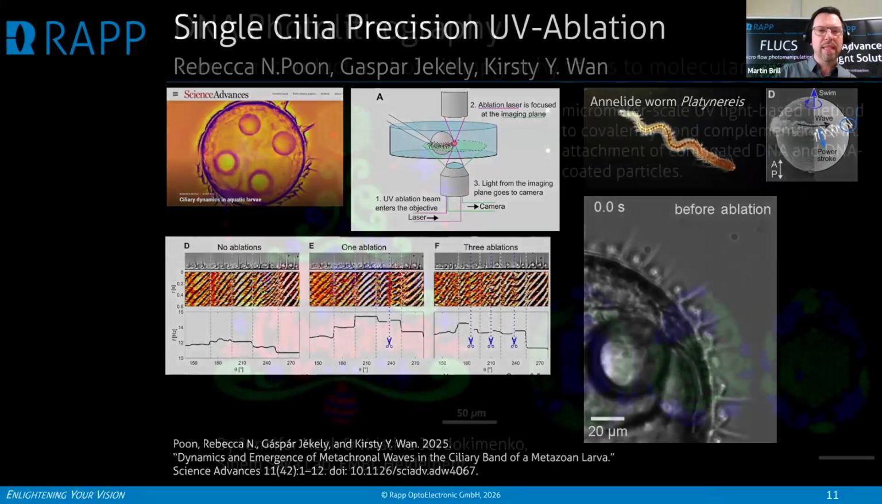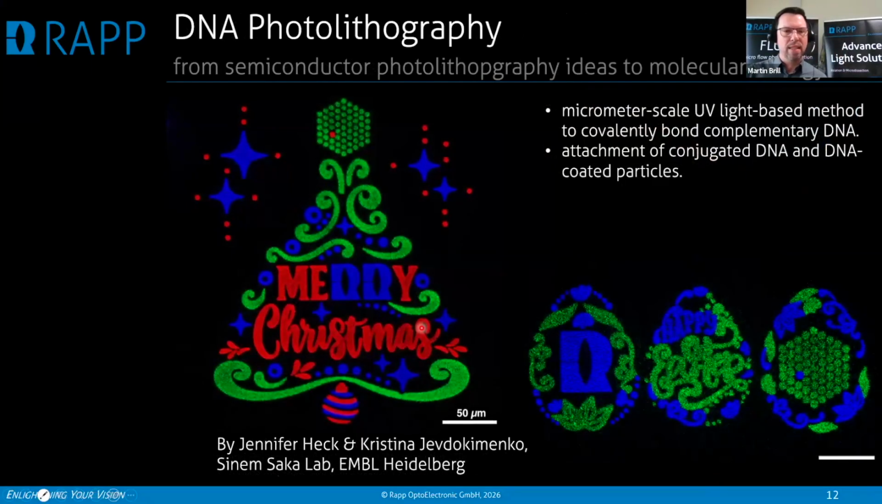And another one from the EMBL, from Zeynep Zaka's lab, spearheaded by Jennifer Heck and Christina Yevdokimenko, is DNA photolithography. So they used our scanner system to draw a pattern onto conjugated DNA and then bind it to other DNA structures labeled with fluorescence. It's super beautiful, and it's a joy to watch these patterns.